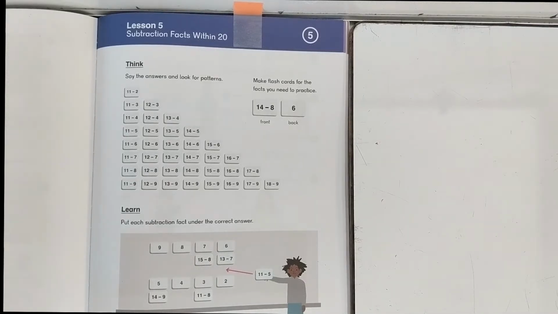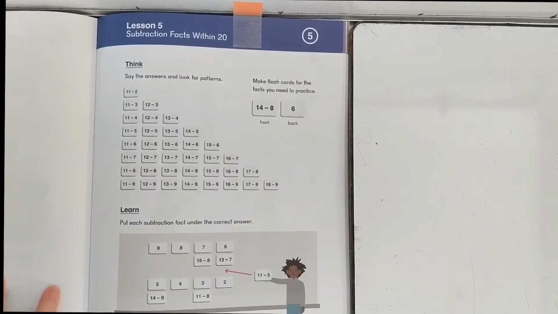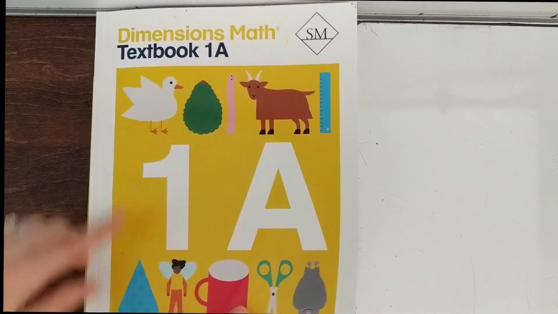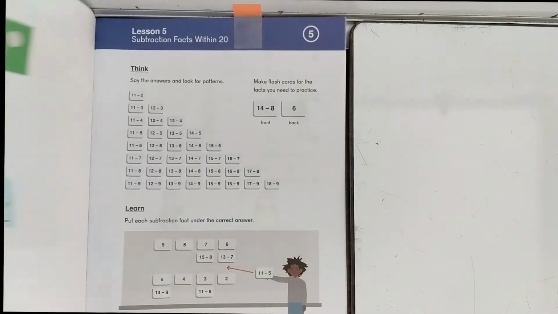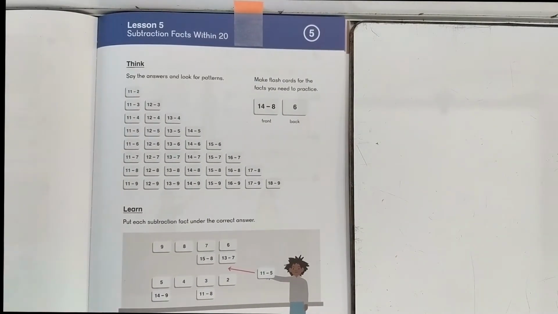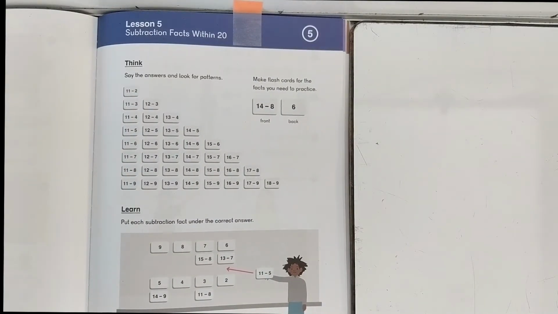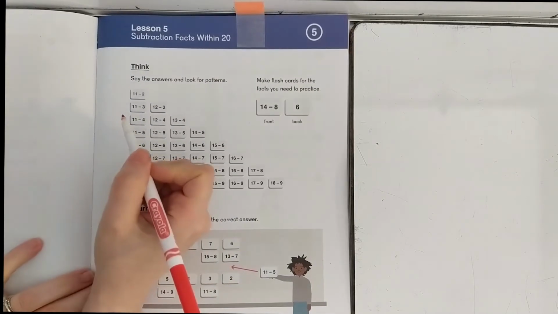Good morning. Today we are going to work in our workbook in lesson 5. Actually, not your workbook, the textbook. I said the wrong word. We're going to look at lesson 5 and we're going to practice some subtraction facts. So let's look at them and let's do them together.